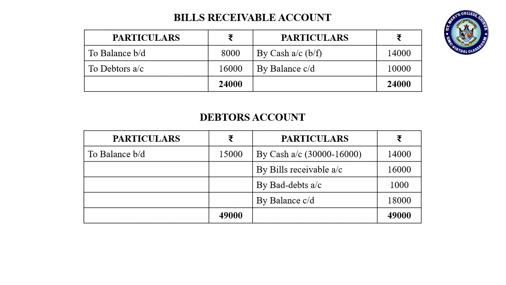So the total will be 49,000. The balancing figure, if it is on the debit side, is transferred to the credit sales account. That is the balancing figure. So the credit sale balancing figure is 34,000.